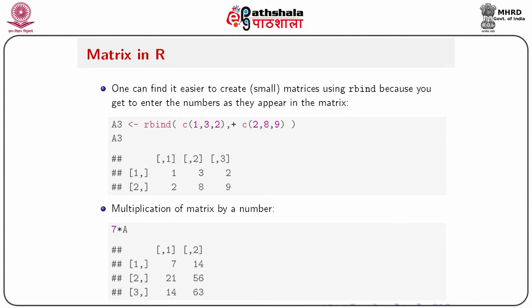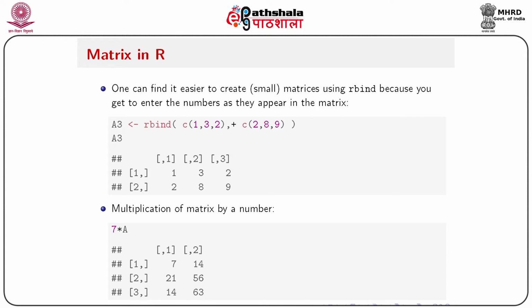One can find it easy to create a matrix using rbind because you get to enter the numbers as they appear in the matrix. That means first you have to create some vectors, and they can be bound, either with rbind or sometimes you can use cbind too. So here I've shown one example with rbind. rbind is a function that combines two rows or two columns into a matrix.